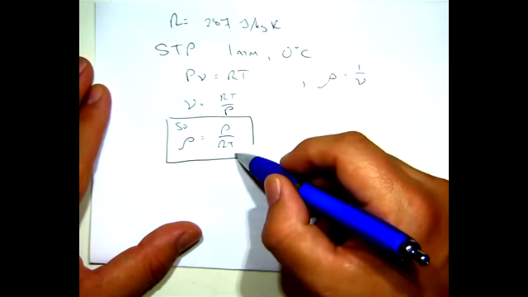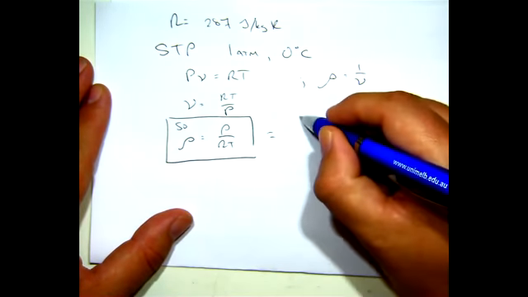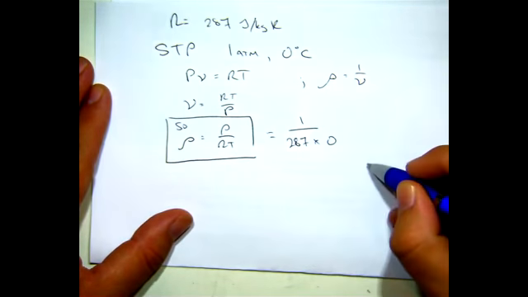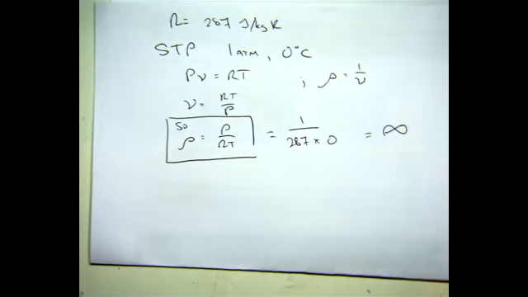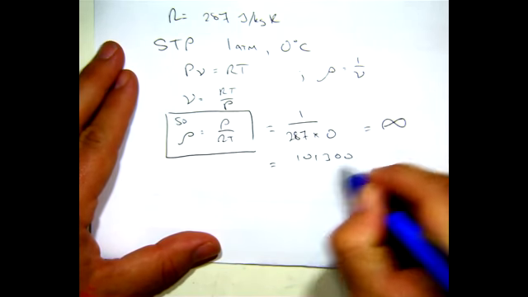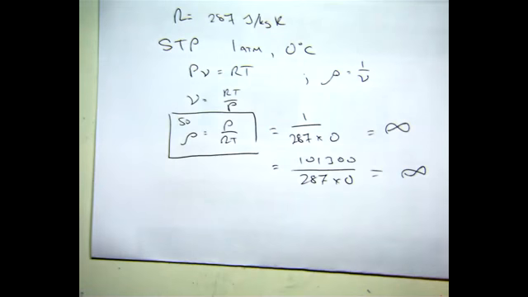So density is P on RT. So we put in our data. We've got 1 atmosphere over 287 times 0 degrees equals infinite density. Good. What did I do wrong? That's right, I used 1 atmosphere. So 101.3 over 287 times 0 equals infinity. That's better.